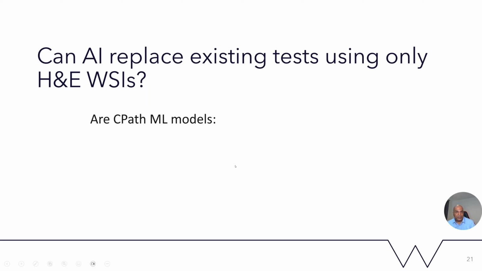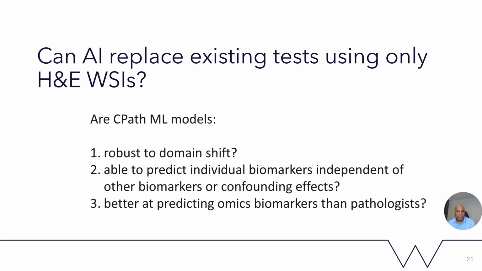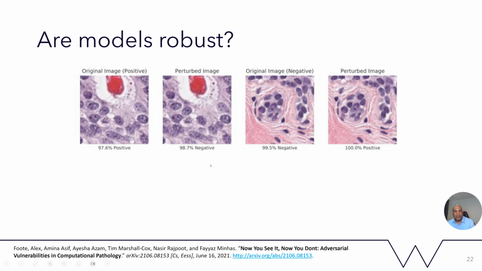The first question is, are these machine learning models robust to domain shift? The second question is, are these methods able to predict individual biomarkers independent of other biomarkers or confounding effects? And are these methods really better than pathologists, or how do they compare to pathologists? Let's ask the first question.